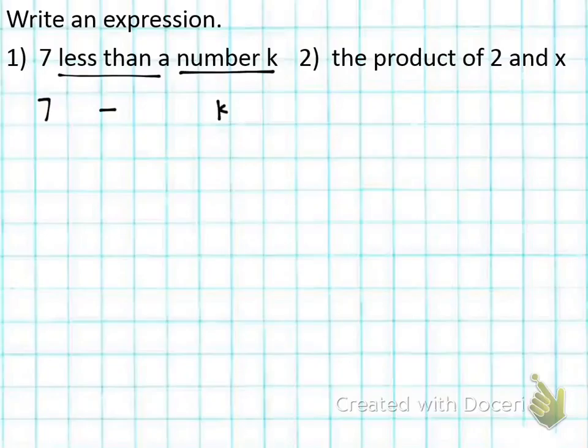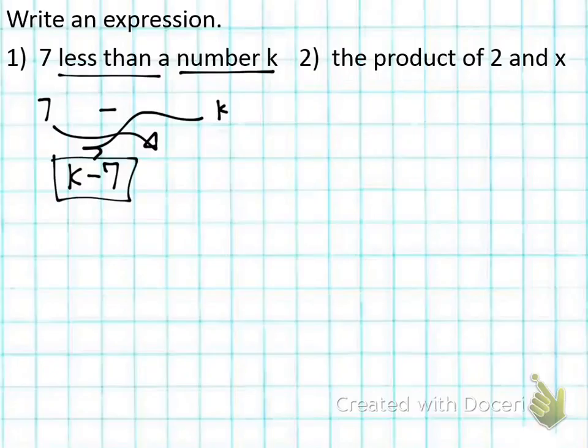But normally students are going to try to write 7 minus k, but we don't want to do that, because technically with 7 less than a number, we go backwards when we hear the words less than or more than or greater than. So we really want to flip these to be correct. Right now it's not correct when it's 7 minus k. So 7 less than a number is k minus 7. That's your final answer.